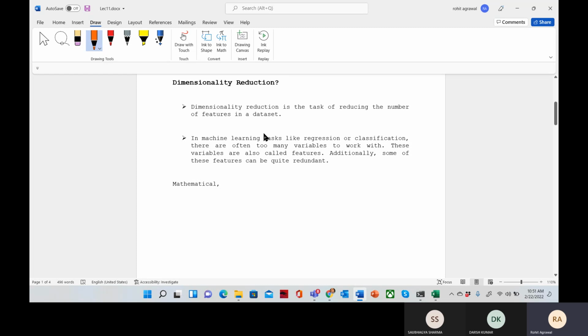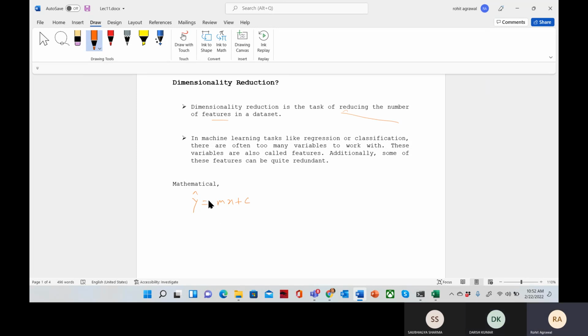So the definition is simple. It is the task of reducing the number of features in the data set. There are different ways to state this definition, but the simplest one is reducing the number of features in the data set. So in machine learning, like regression and classification, we have too many variables. Now let me give you the mathematical definition. Do you remember this? y cap is equal to mx plus c. Do you remember? Yes, sir.